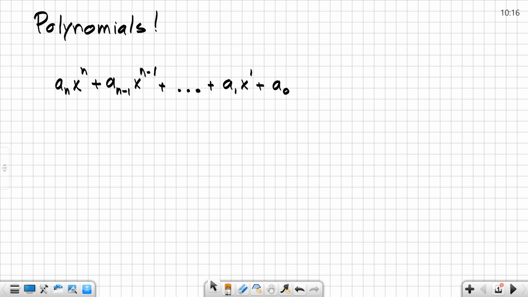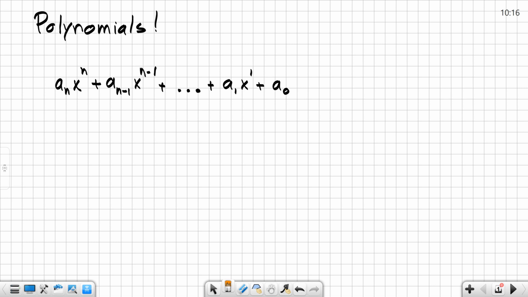We are talking about polynomials today. Poly means many, and that just means that you will have many terms. A general polynomial looks like this. This might look a little bit strange at the beginning, but I'm going to explain what this means.